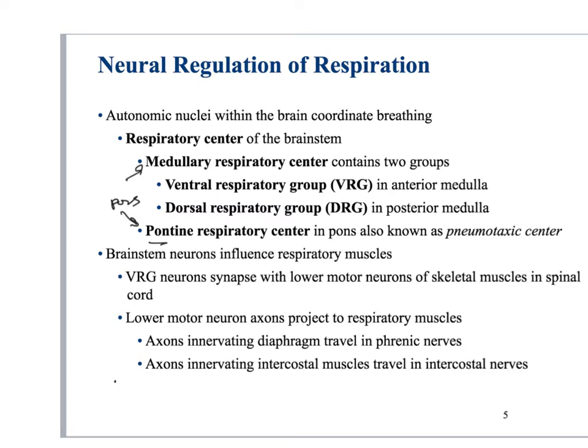Okay, so your ventral respiratory group, your VRG, they interact with lower motor neurons of skeletal muscles in the spinal cord, and then they go down, they project to the respiratory muscles. So here is where you get the innervation of the diaphragm, and then the intercostal muscles. Those nerves come off of there, those are your lower motor neurons. So the diaphragm, the phrenic nerves, and then the intercostal nerves. So that's just the connections that are present from the VRG, the ventral respiratory group, and the dorsal respiratory group. So now we know what the respiratory center is made up of.